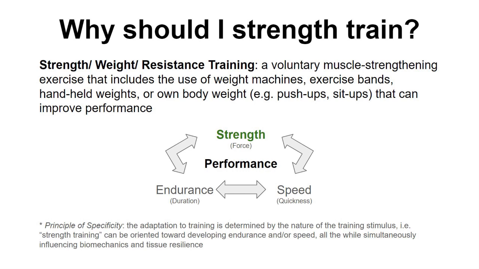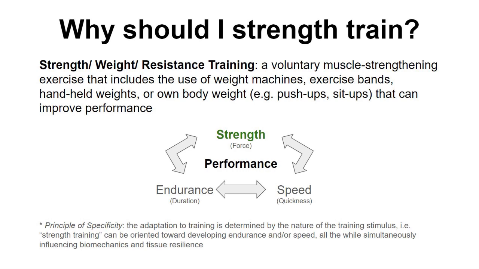Because we're emphasizing strength, thinking of the force you're able to exert, it can't really be dissociated from endurance or speed because how long you can maintain a certain force is going to be defined by duration, and foot strike or arm rhythm is going to be defined by speed. They're all working together. But for the sake of focus in this workshop, thinking about strength, or some would call it weight, or maybe the most appropriate term is resistance training, which is basically a voluntary form of muscle strengthening that can use weight machines or exercise bands, handheld weights, or even just your own body weight. All those things can be employed to improve performance from a strength perspective.